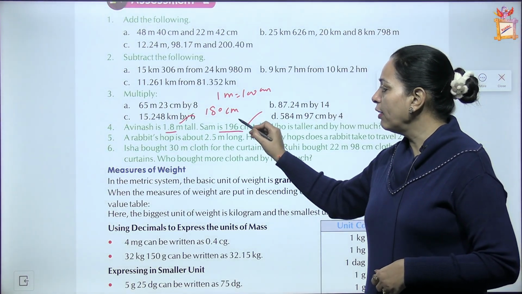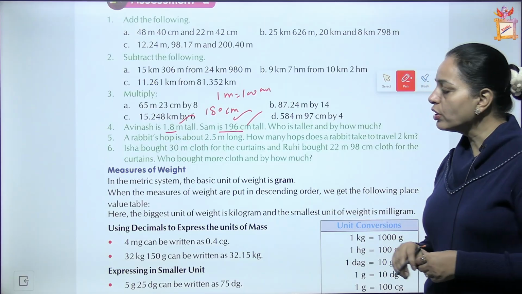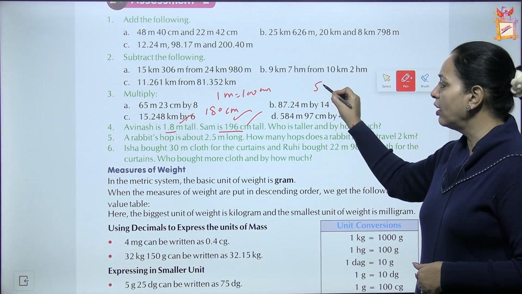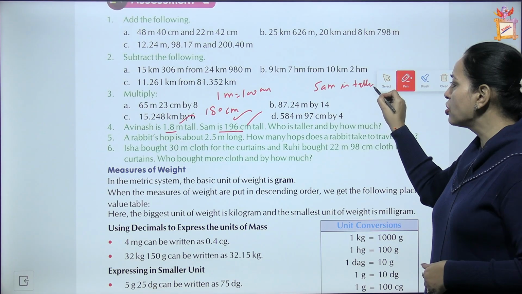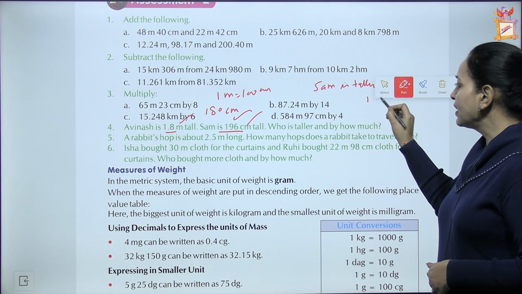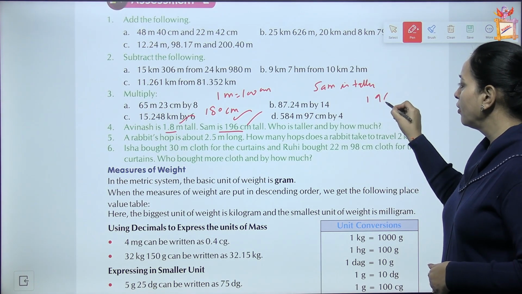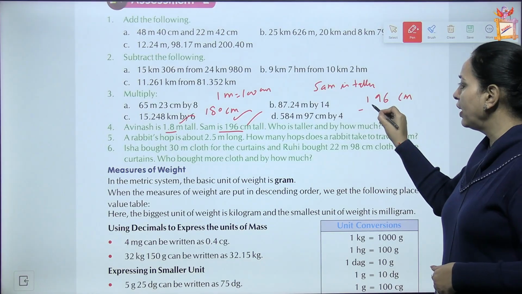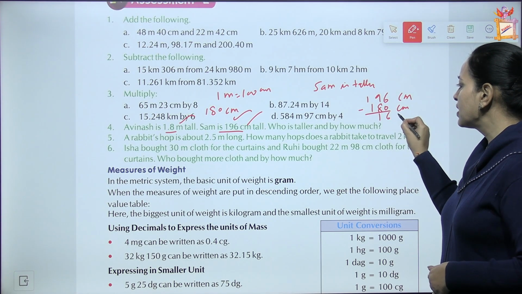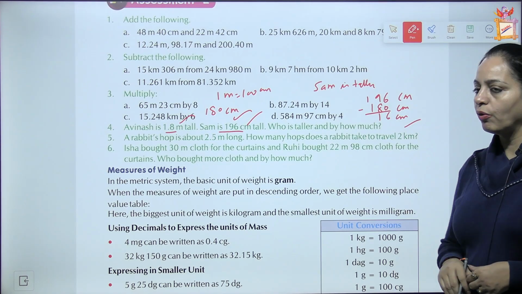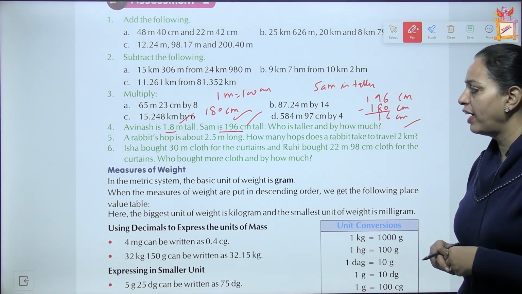So now compare which one is taller. Who is taller? Sam is taller. And by how much? So 196 centimeter minus 180. So this is 16 centimeter. Okay. Now the fifth, you can try this one.